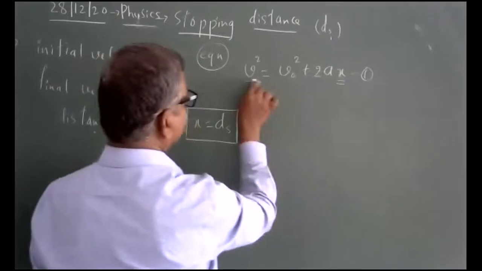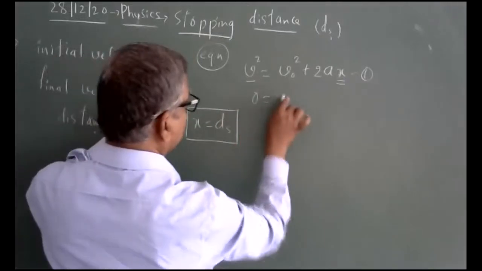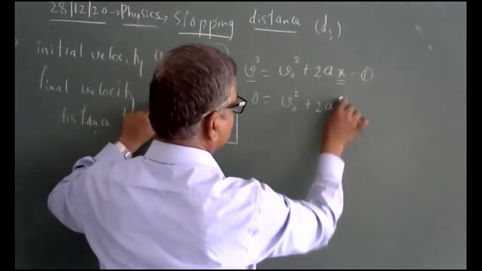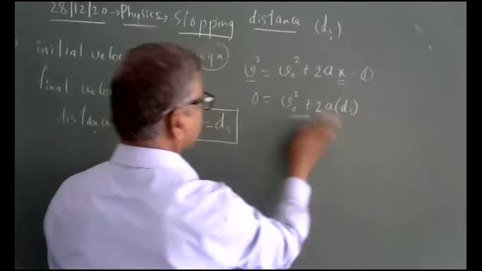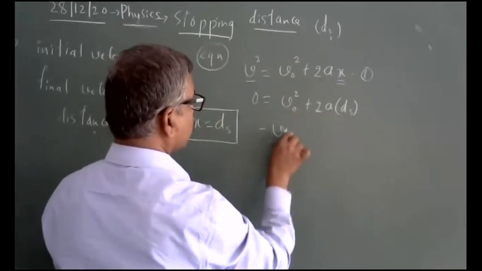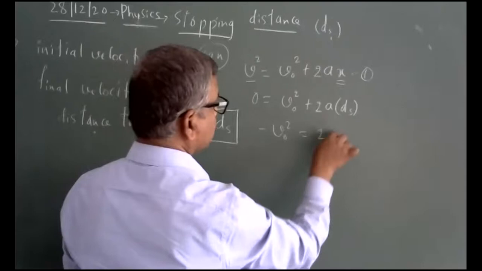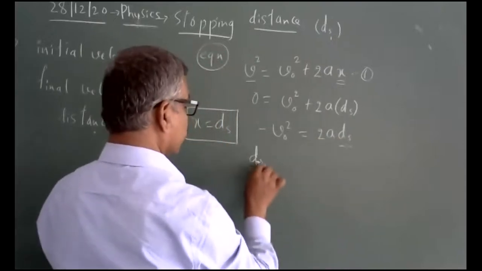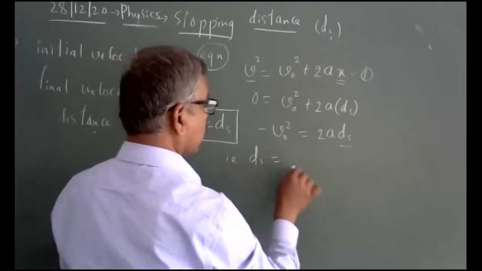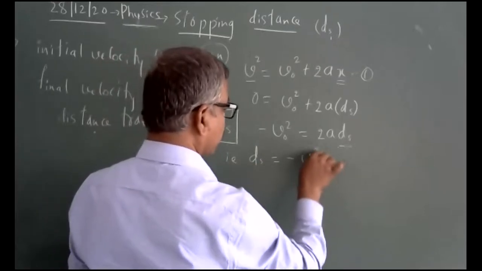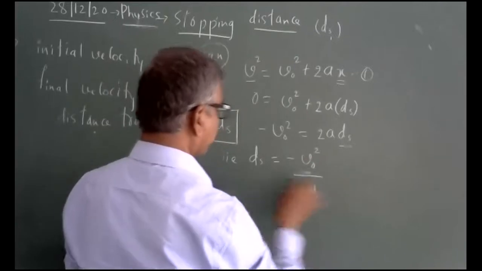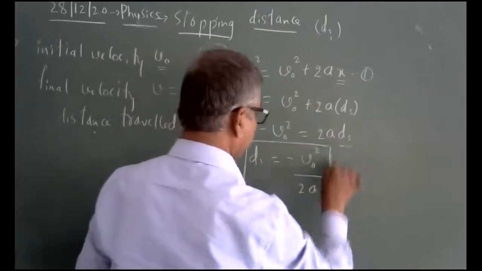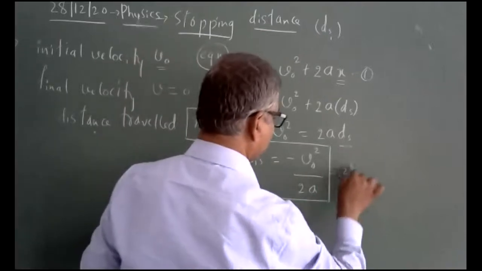Now let me replace it. Final velocity is 0. So 0 equals initial velocity square plus 2 times A, and this X is replaced with D subscript S. Then rearrangement gives me minus V0 square is equal to 2A ds. I am interested in stopping distance. So stopping distance is equal to minus V0 square over 2A. Let me put it in a bracket. This is my equation 2.